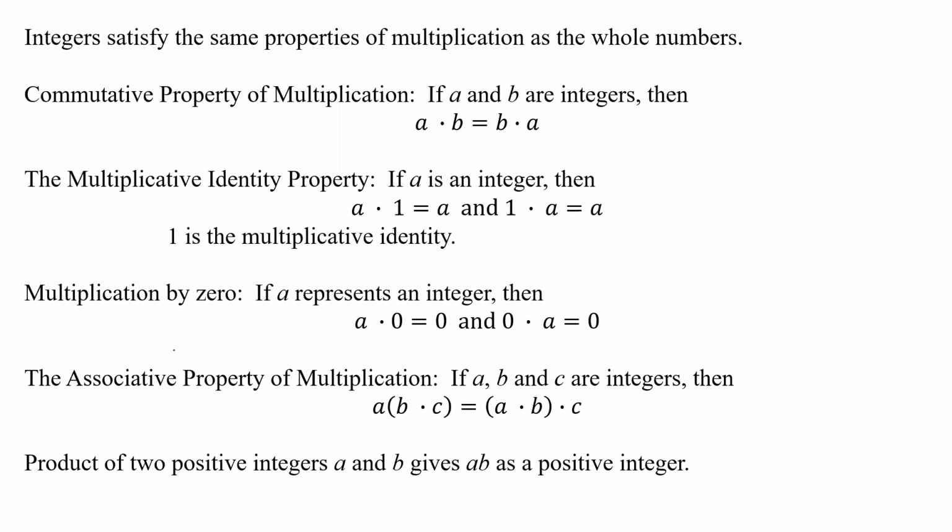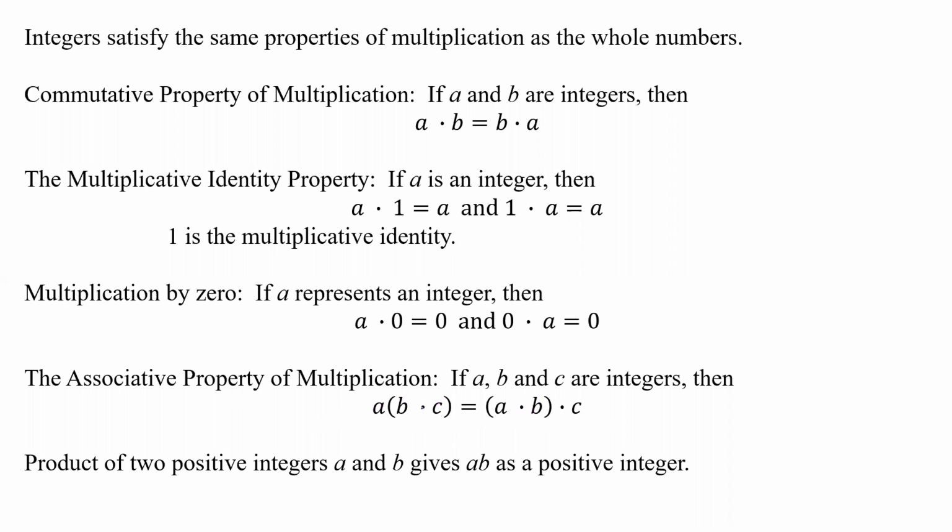We can also multiply by 0, the multiplication property of 0. So if a represents an integer, then if we take a times 0, we're going to get 0. Or if we take 0 times a, that's also 0. Then we have the associative property of multiplication. So if a, b, and c are all integers, then we associate b and c, multiply those together first, and then multiply by a. And that's the same thing as if we associate the a and b first and multiply them, and then multiply by c.